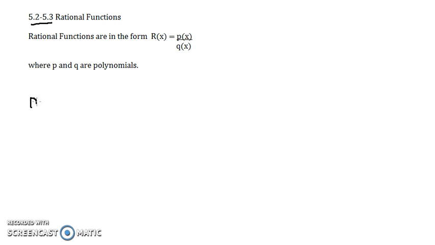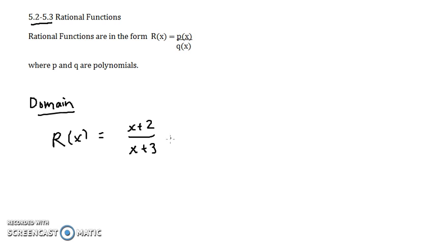So the first thing that we're going to do is review domain a little bit. We've already looked at this. Let's start with r of x equals x plus 2 over x plus 3. Okay, so this is a rational function. We've seen something like this before. It's a polynomial over a polynomial, so these are not unfamiliar.